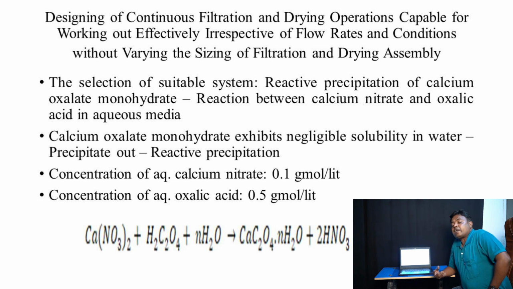A large number of nuclei are formed instantly and they do not get sufficient time to arrange themselves in a particular shape, therefore they agglomerate randomly and the product form is completely amorphous in nature. The chosen concentration of calcium nitrate is 1 gram mole per liter, and that of oxalic acid is 0.5 gram mole per liter.